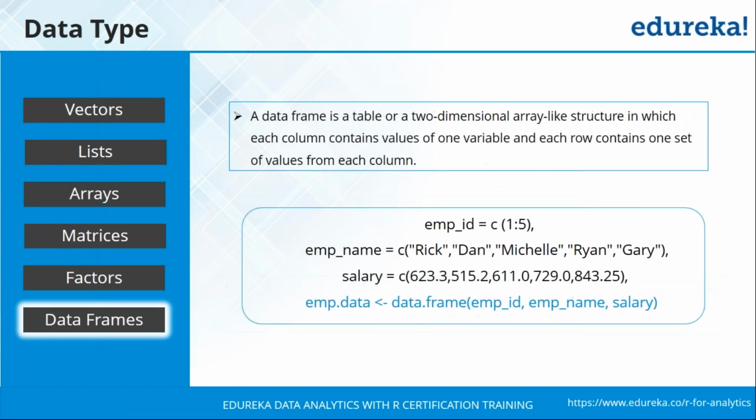So moving forward, let's talk about data frames. Data frames are something quite interesting that you'll be working with in R, and they are one of the most widely used data types after vectors in R. Now, what exactly is a data frame? It could be a table, or a two-dimensional array-like structure. In a data frame, each column contains the values of one variable, and each row contains one set of values from each of the columns. Now rather than explaining this, let me just show you how it works.